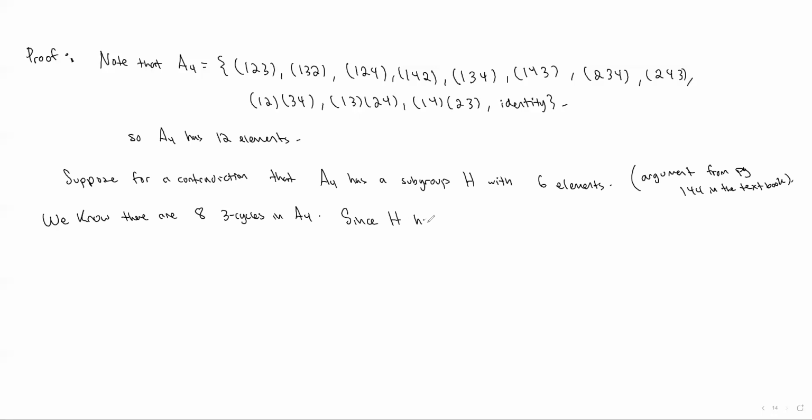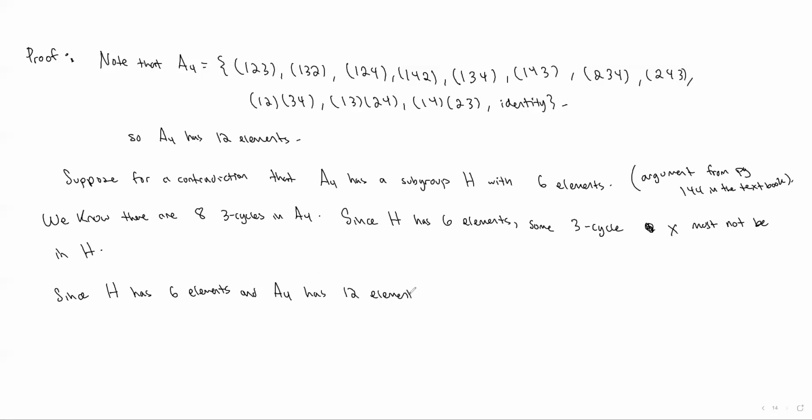Since H has 6 elements, some 3-cycle, I'll call it X, must not be in H. Now let's look at the cosets of H. Since H has 6 elements and A4 has 12 elements, and I'll pick left cosets, always just pick one, left or right, there are 12 divided by 6 equals 2 left cosets of H.